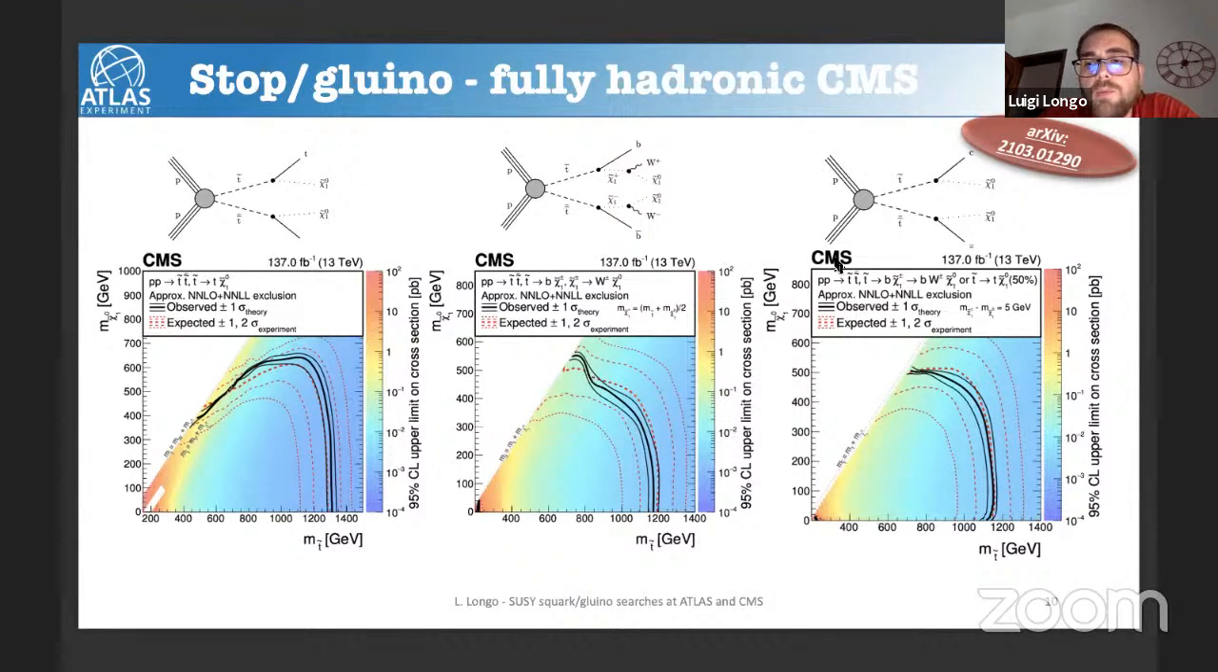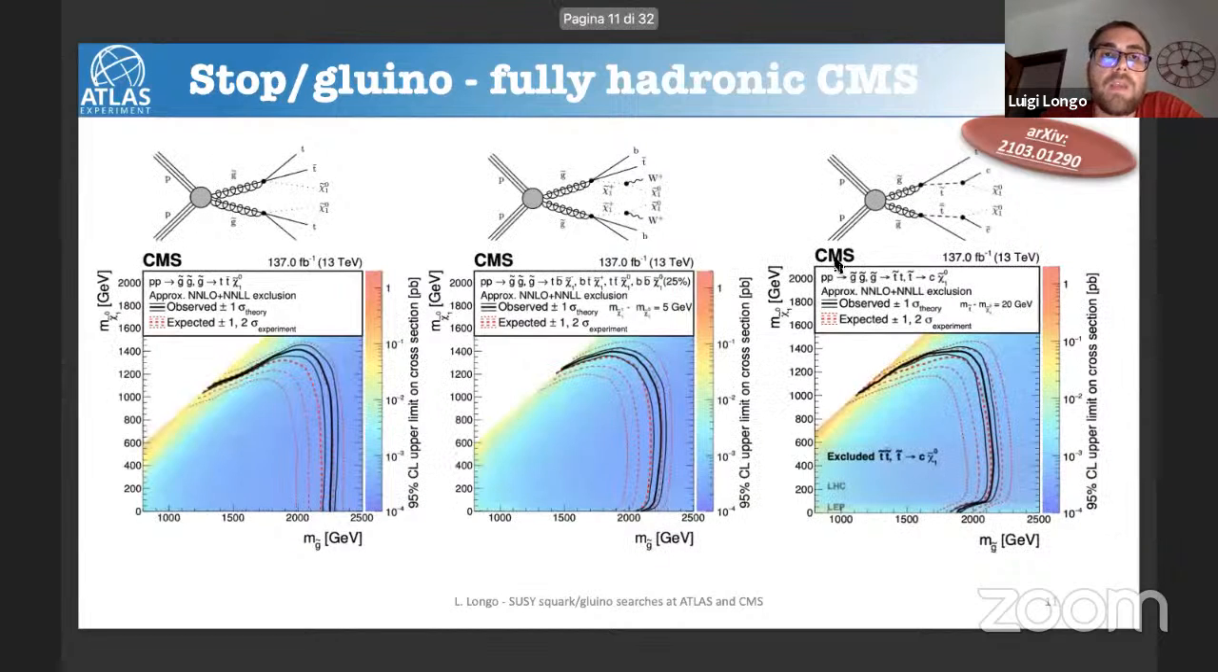In any case, they were able to reach 1,200 GeV of exclusion for the stop mass for low values of the neutralino masses. The same analysis has also been reinterpreted for the gluino models. And here you can see that they were able to reach almost an exclusion for the gluino masses up to 2,200 GeV.